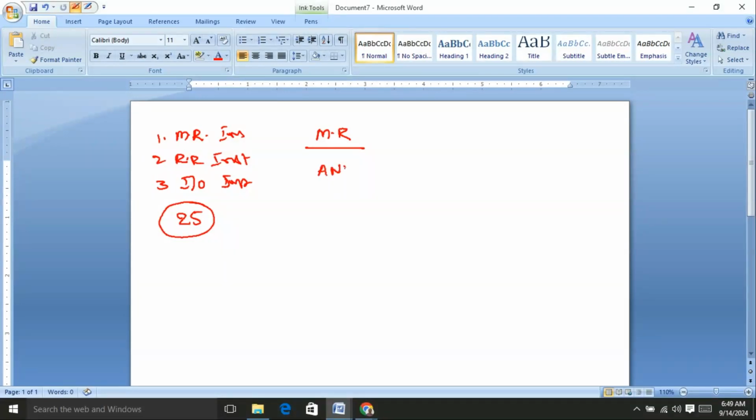AND operation: get the data from the memory and perform the AND operation with the accumulator, right? Data from memory M of AR, that means the data within the memory address gets ANDed with the content of the accumulator AC. ADD means fetch the data from memory M of AR and add it with the content of the accumulator, right?